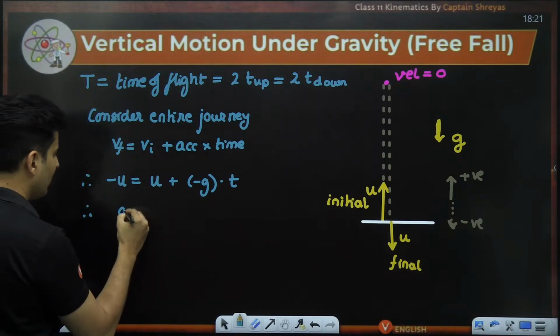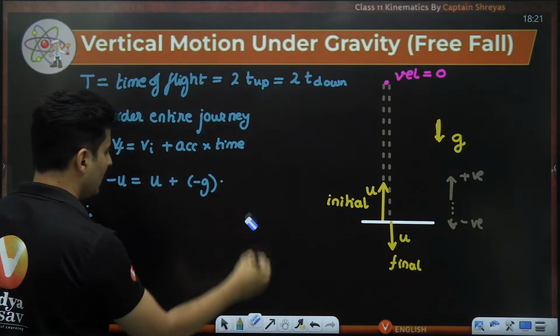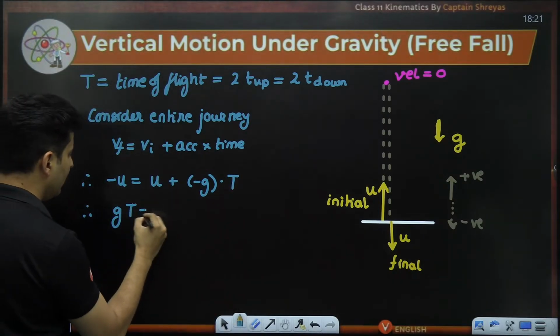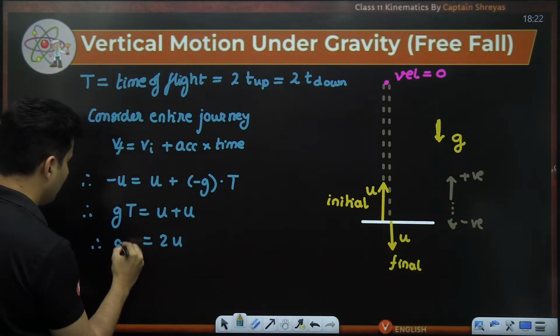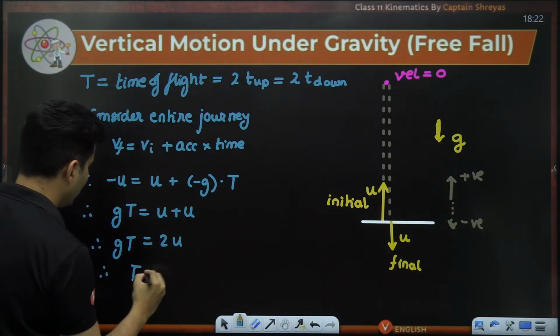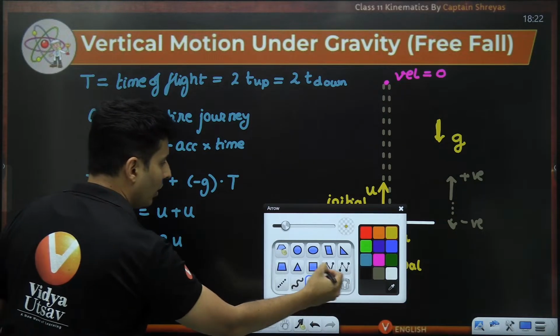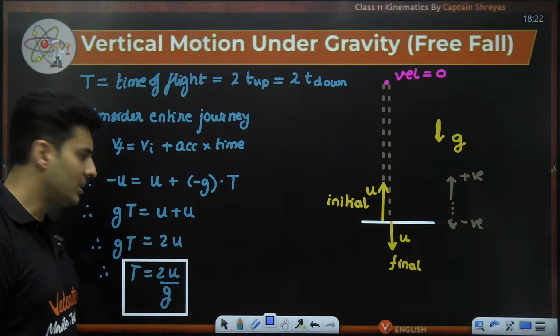So minus gt will become plus gt, and this time is no ordinary time. This is the total time. So therefore, it will become gT is equal to u plus u. So this will become 2u is nothing but g multiplied by t. So total time is 2u divided by g. Very important formula again. Time is 2u by g.